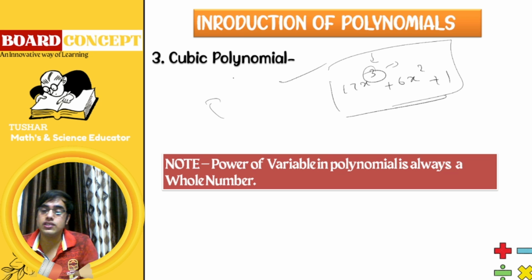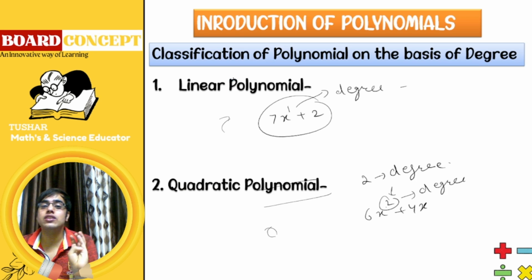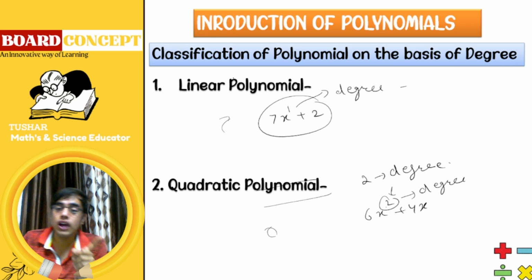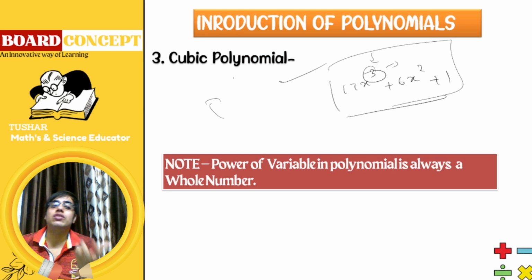Okay, student. First is linear polynomial, second is quadratic, and third is cubic. Linear is a polynomial that has degree 1. Quadratic is a polynomial which has degree 2. And cubic is a polynomial which has degree 3. One thing to remember is that the power of the variable in polynomials is always a whole number.